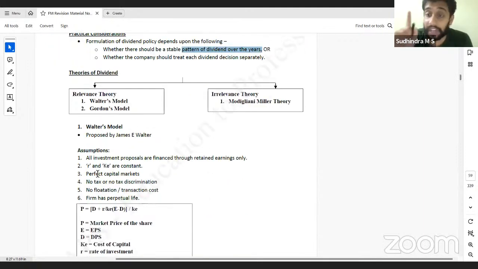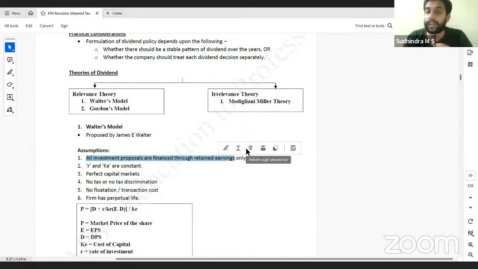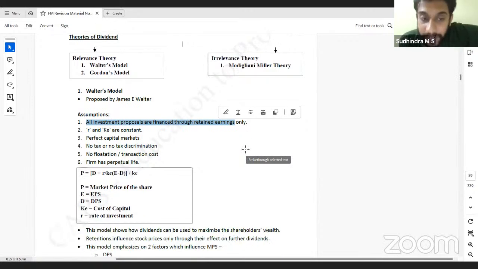Walter's model, assumptions can be asked in the exam. Sometimes in one of the exams they had asked assumptions. All investment proposals are financed through retained earnings only. That means they are not raising finance, debt or equity. Right? Then R and KE, return on investment and shareholders' expectations, both are constant. It's a perfect capital market. No tax or no tax discrimination, no transaction cost. Firm has perpetual life. These are the assumptions made.